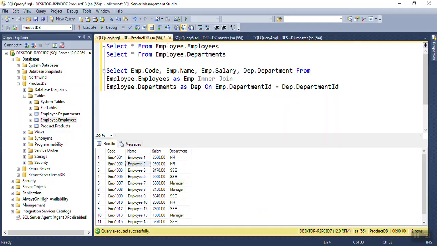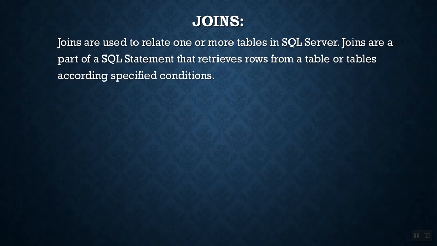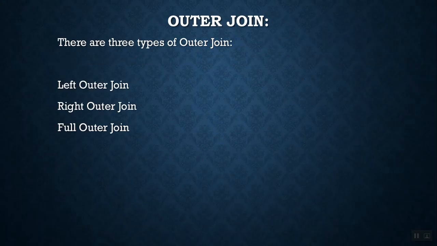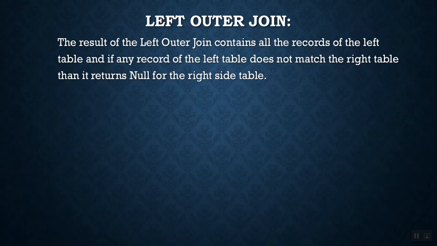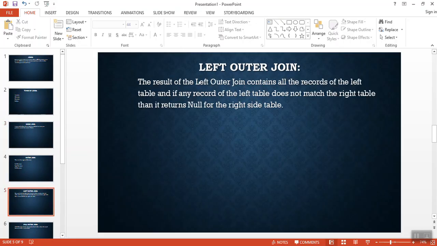Now let's go to the outer join. There are three types of outer join. First one is left outer join, second is right outer join, and third is full outer join. The result of the left outer join contains all the records of the left table, and if any records of the left table do not match the right table, then it returns null for the right side table. Let's see an example.